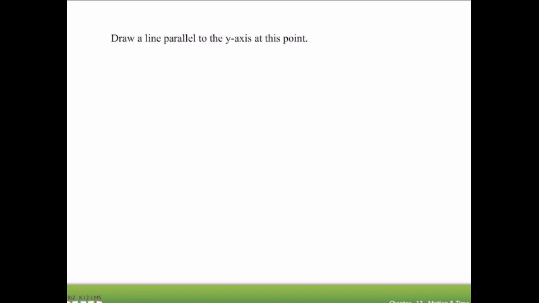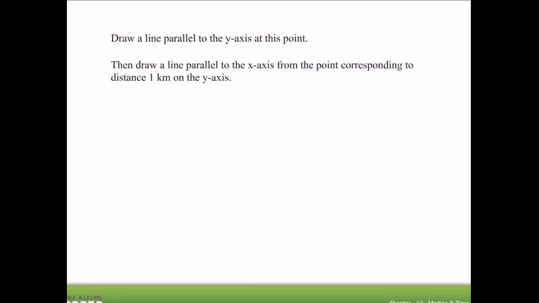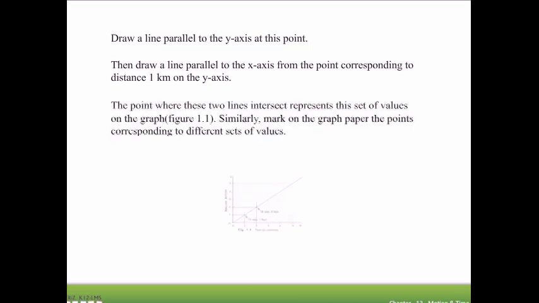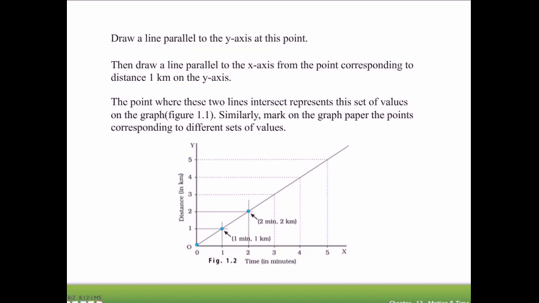Draw a line parallel to the y-axis at this point. Then draw a line parallel to the x-axis from the point corresponding to distance 1 kilometer on the y-axis. The point where these two lines intersect represents this set of values on the graph 1.1. Similarly, mark on the graph paper the points corresponding to different sets of values.